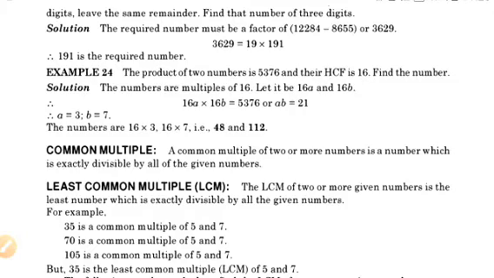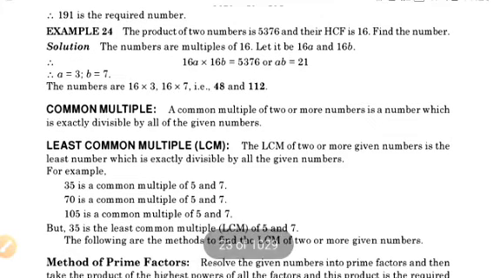Okay, LCM is the abbreviation of least or lowest common multiple. So first, what is a common multiple? A common multiple of two or more numbers is a number which is exactly divisible by all the given numbers. The LCM of two or more given numbers is the least number which is exactly divisible by all the given numbers. For example, 35 is a common multiple of 5 and 7, and similarly 70 and 105 are also common multiples of 5 and 7. But among all of these, 35 is the least common multiple of 5 and 7.